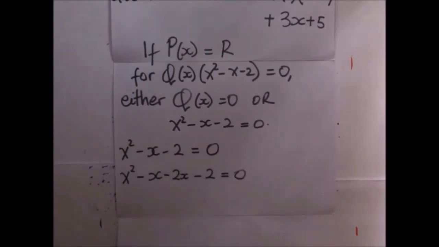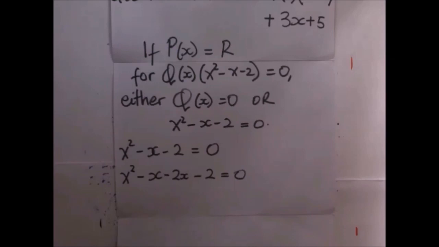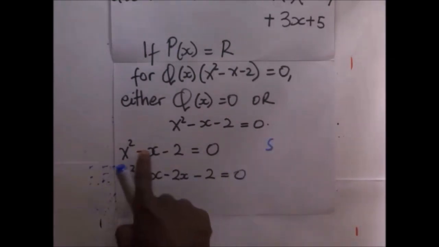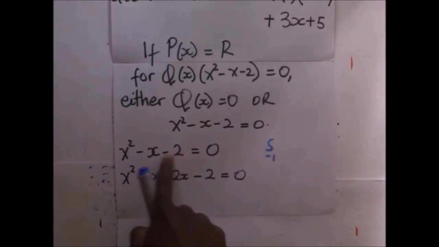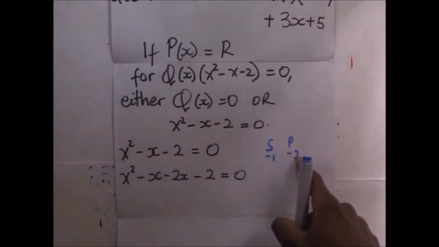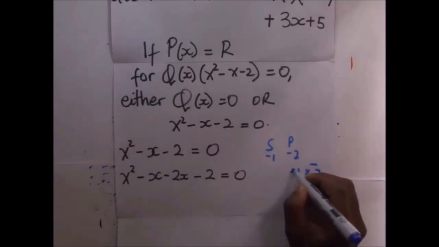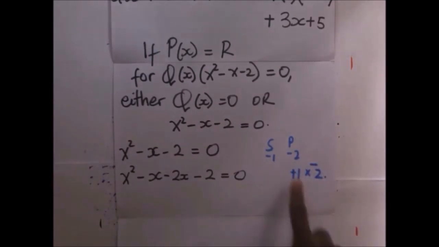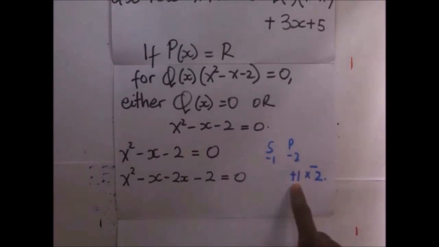We get two numbers when we are prime factorizing. The two numbers should give us a sum of negative 1, and when we multiply them, they should give us a product of negative 2. These two numbers are going to be negative 2 and positive 1, because positive 1 plus negative 2 gives us negative 1, and positive 1 times negative 2 gives us negative 2.